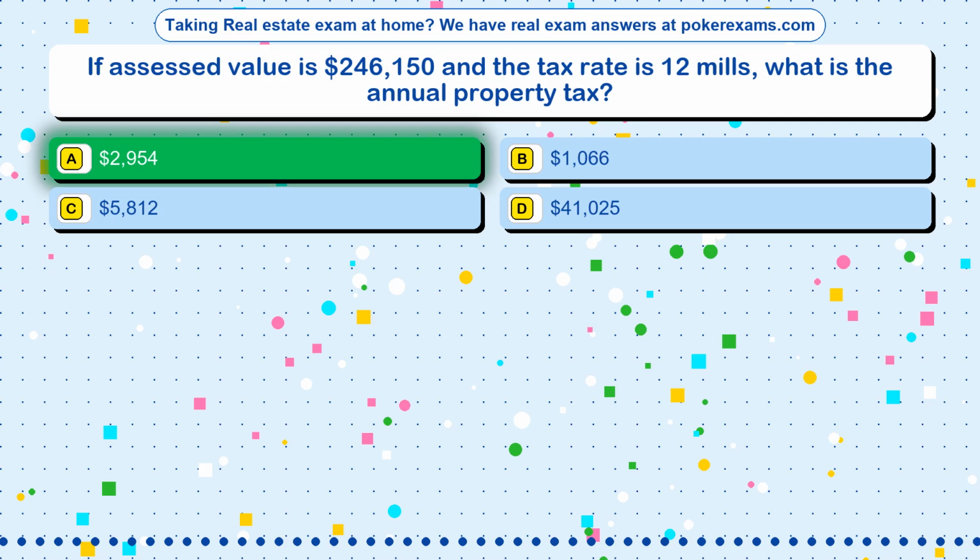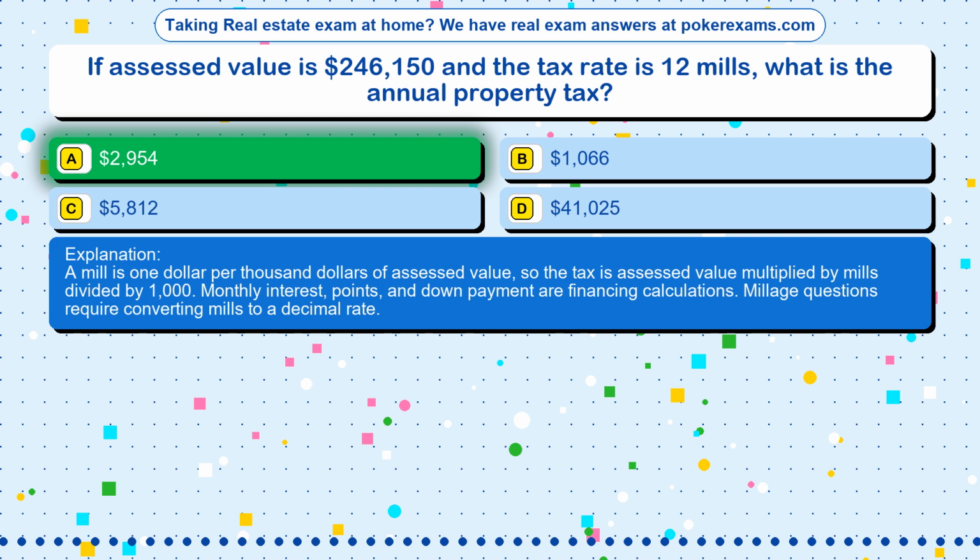The correct answer is option A, $2,954. A mil is $1 per $1,000 of assessed value, so the tax is assessed value multiplied by mils divided by 1,000. Monthly interest, points, and down payment are financing calculations. Millage questions require converting mils to a decimal rate.